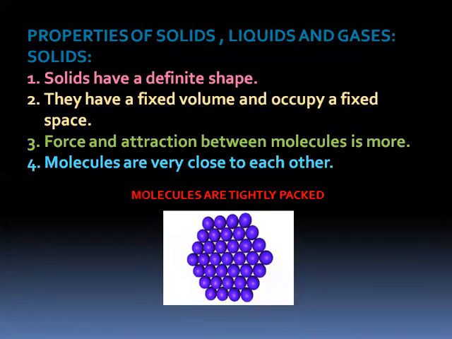Properties of solids, liquids and gases. Let us learn this. This is very important for you, children, for your higher classes also. So you have to remember these important points. Solids have a definite shape. You see any solid object, it has a shape. They have a fixed volume and occupy a fixed shape.